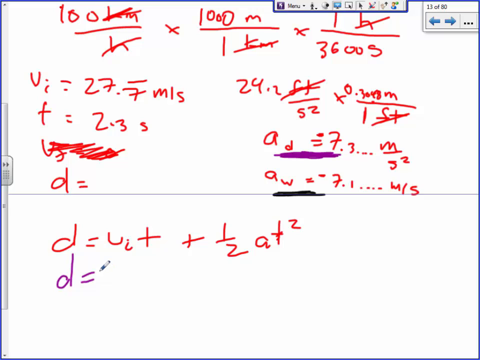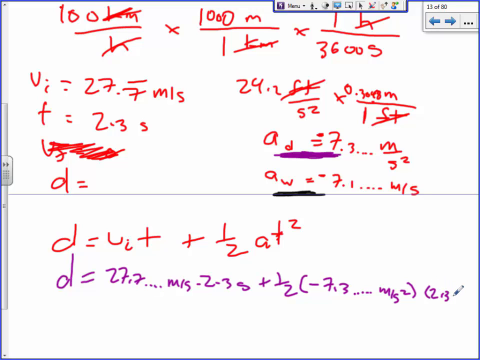What's our stopping distance? Our velocity initial is 27.7 repeated meters per second. Make sure you use the 27.7 repeated. Our time was 2.3. Our acceleration under dry conditions is a little bit better. It's negative 7.3, but don't forget, use that whole number. Don't just round it there. Use whatever that 7.3 was there. And then we need the 2.3 seconds squared.